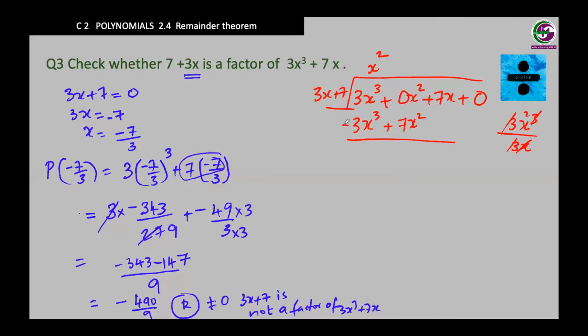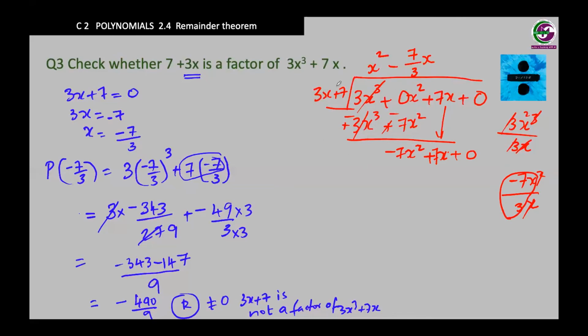Now we change the sign. These two get cancelled. 0x square minus 7x square is minus 7x square plus 7x. We copy the terms down, plus 0. Now negative 7x square divided by 3x is negative 7 by 3 with 1x. One of the x get cancelled. It is here, 7x square divided by 3x. One of the x get cancelled, and this will be in the quotient.